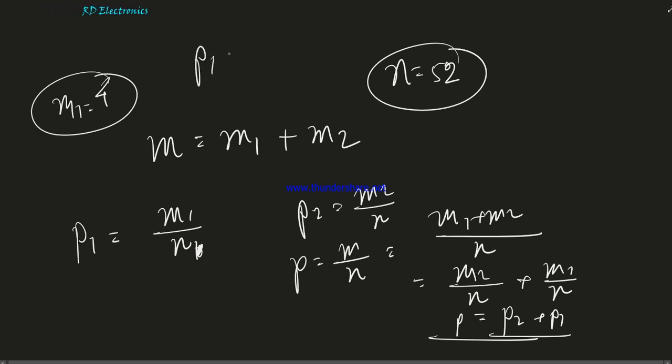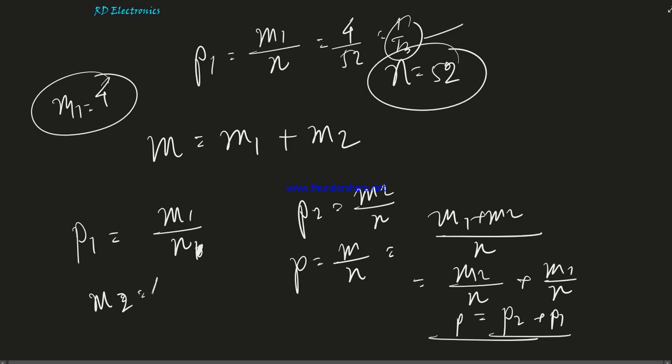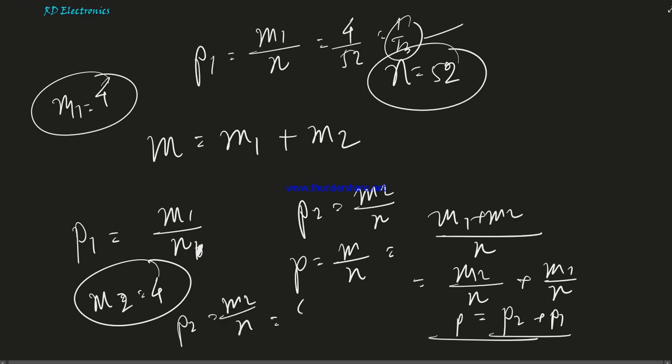Now the probability of drawing a king is very simple: m1 by n, which is 4 by 52, which comes out to 1 by 13. There are again 4 queens in the pack of cards, so the number of ways in which the second event, the drawing of a queen, may happen is m2 equal to 4. So now what is p2? p2 equals m2 by n, which is also 4 by 52, which equals 1 by 13.